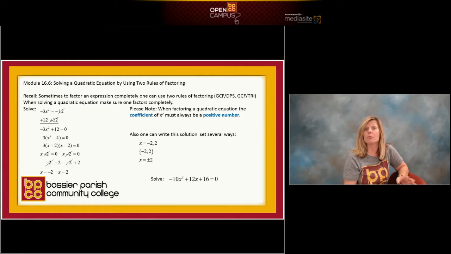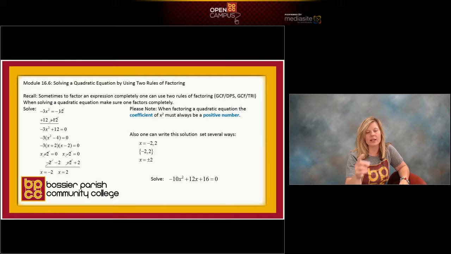So it's important, you may be able to do a GCF with a difference of perfect squares. You may do a GCF with the trinomial with the grouping method. So let's go through our example in our PowerPoint and see how this applies. So our equation is negative 3x squared equals negative 12. First thing we notice, it's an equation. It has an equal sign. And we notice it's quadratic because our exponent is a 2.